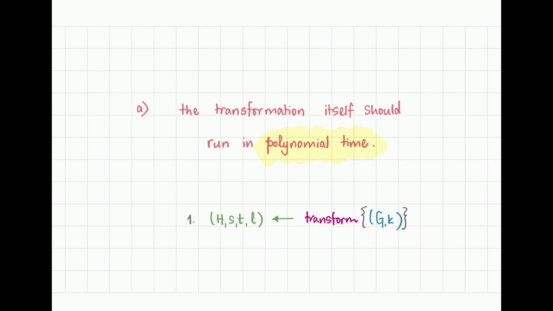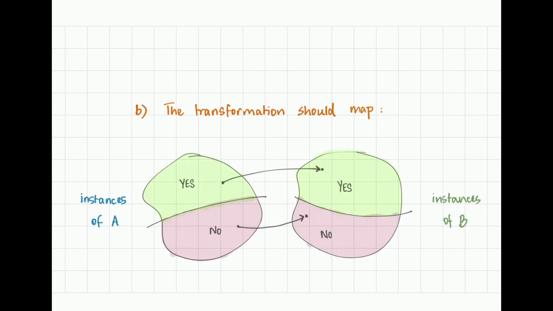So this is the first demand that we make from our reduction, that it should run in polynomial time. And the second thing that we want from it is more from the perspective of the correctness of the approach that we are taking, right? So remember, in the second step, what we are going to do is solve the reduced instance of B that's generated by the reduction and essentially report that as the answer for the instance of A that we started with.